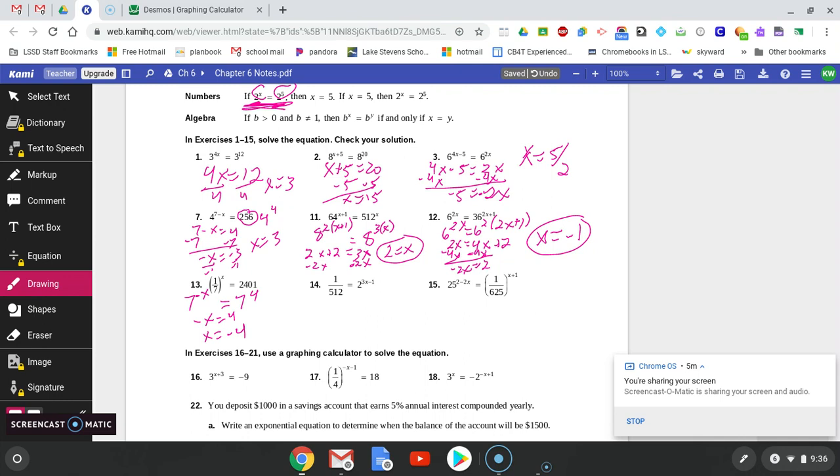Okay, so on number 14, I'm going to rewrite 1 over 512 as 512 to the -first power. And then I need it so it has the same base. So 2 to what power gives me 512? Well, 2 to the 9th power. So this would actually become 2 to the -9th power, equal to 2 to the 3x minus 1 power. So now they have the same base, and I can set the exponents equal to each other. So I have -9 is equal to 3x minus 1. If I add the 1 over, then I get -8 is equal to 3x. And when I divide by 3, then I get x is -8/3.